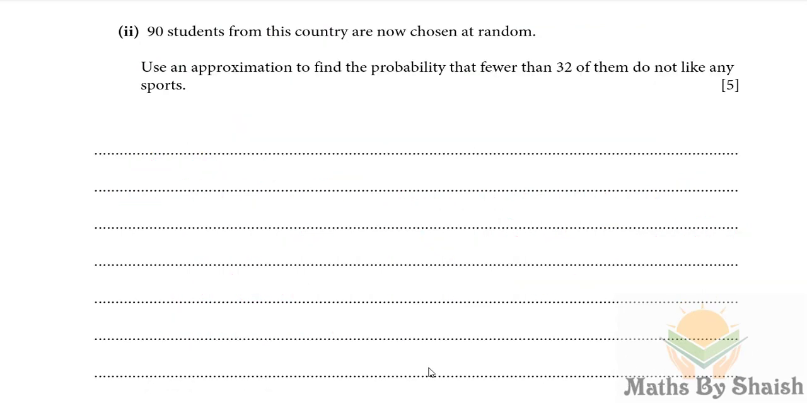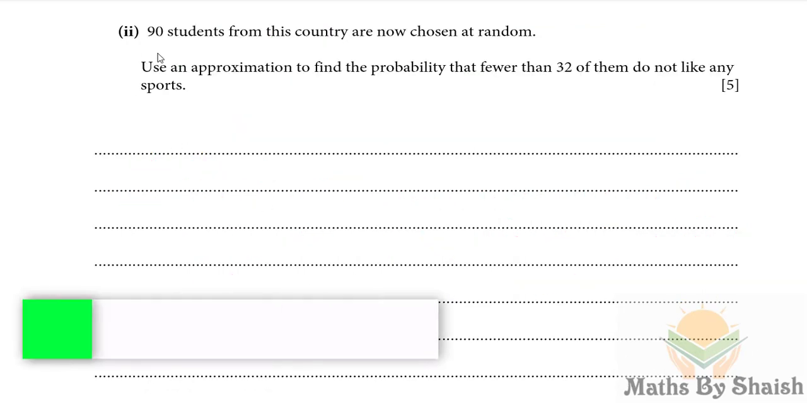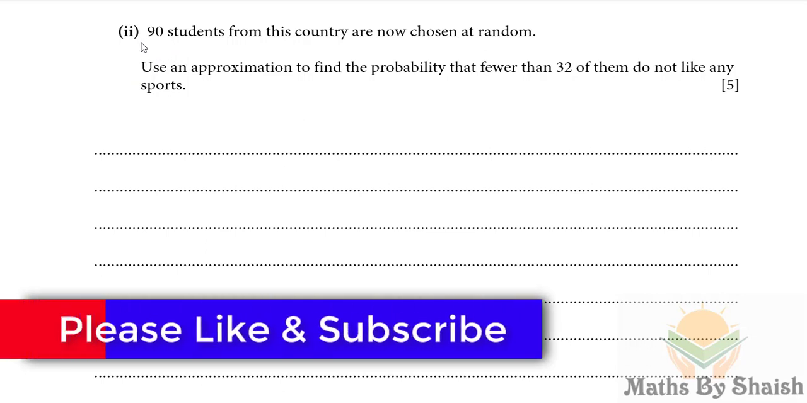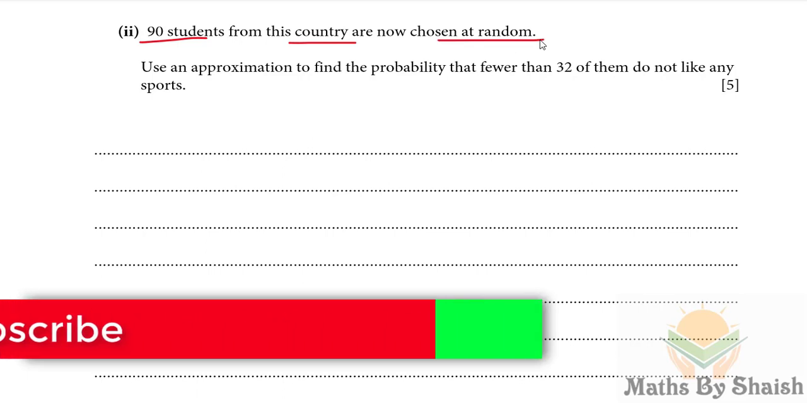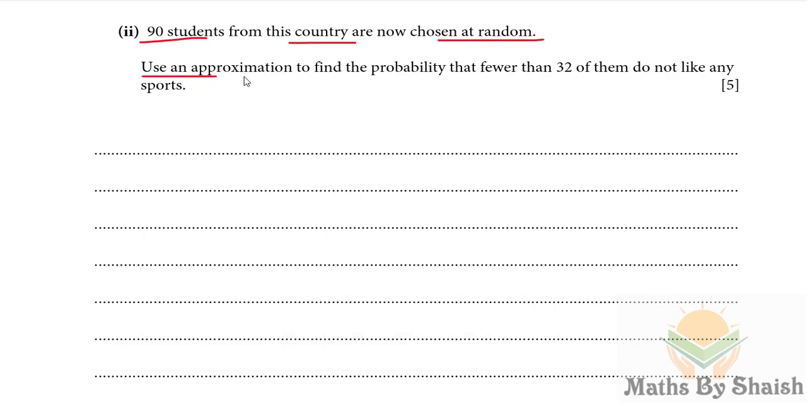And here's the second part of the paper and the last part of this paper. 90 students from this country are now chosen at random. Use an approximation to find the probability that fewer than 32 of them do not like any sports. So it's given as a hint that we need to use the approximation, and in AS level we only have the approximation from binomial to normal.